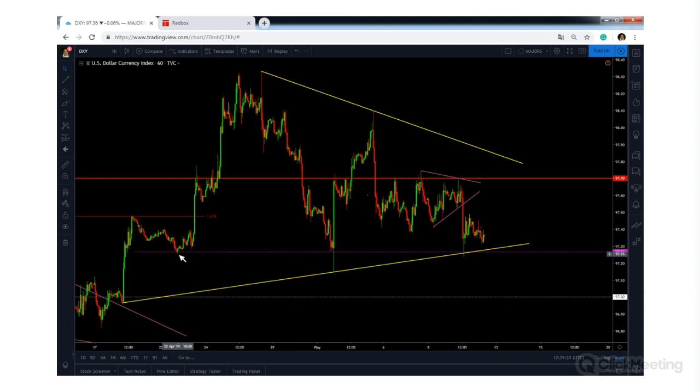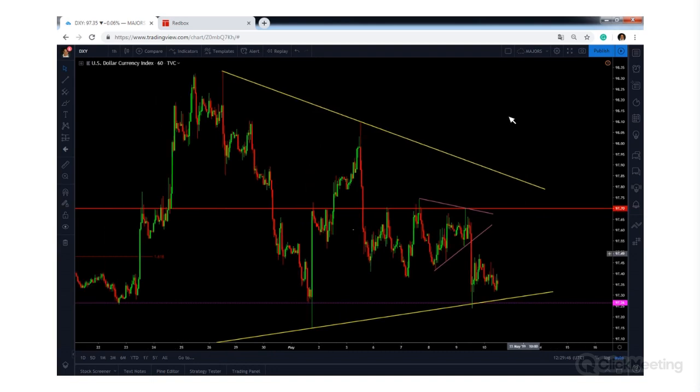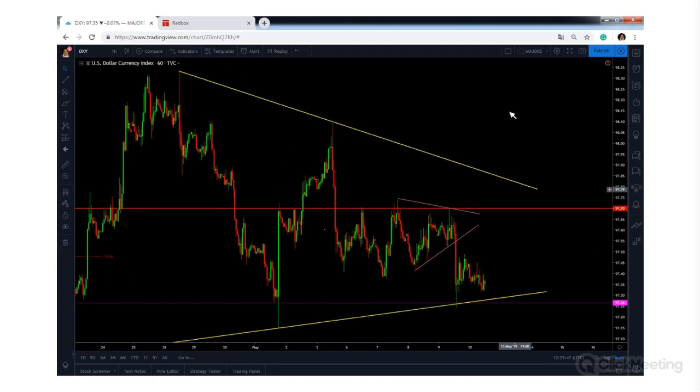To the downside, we are capped around the 97.25 level, which is this dotted purple line. So we are in this strange range in the US dollar.